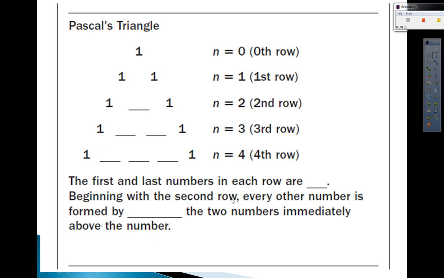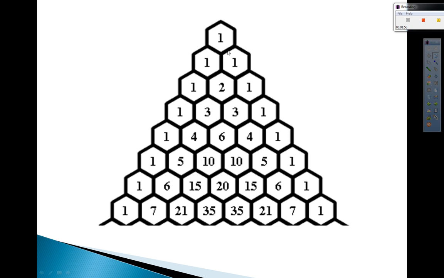Now, beginning with the second row, every other number is formed by adding the two numbers immediately above the number. So, for example, this 1 plus this 1 will give me a 2. And then to get this number in the next row, I'd add 2 plus 1 and get 3. For this number, I'd look above it. 2 plus 1 is 3. And then to get this number, 3 plus 1 is 4. 3 plus 3 is 6. 3 plus 1 is 4. And then 1. And you can continually do this, and that's where Pascal's triangle comes into play.